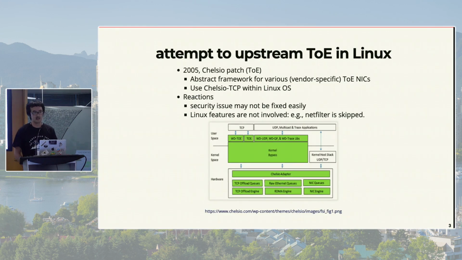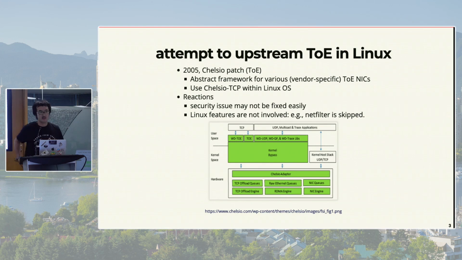So if I understand correctly, the first attempt to upstream the TOE framework was done by Chelsio around 2005. Their patch set proposed an abstract framework for the various TOE implementations, putting various hooks in the core part of the TCP implementation and calling external functions based on vendor-specific interfaces.